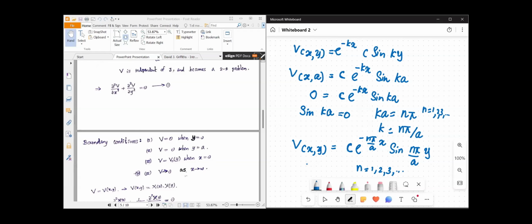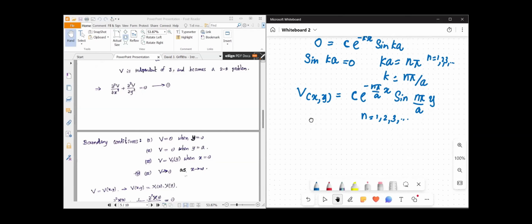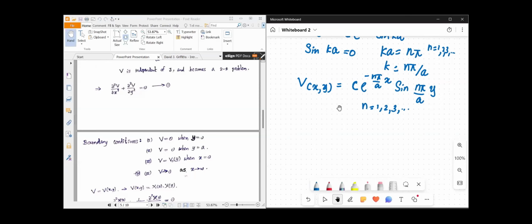So if we look here now, the potential depends on n, going from 1 all the way up, and we have x, then sine n pi y over a. We also need to determine what this constant c is. So this function we obtained up to now is a series of values, n going from 1 all the way to infinity. Therefore, we need to consider all these n values.